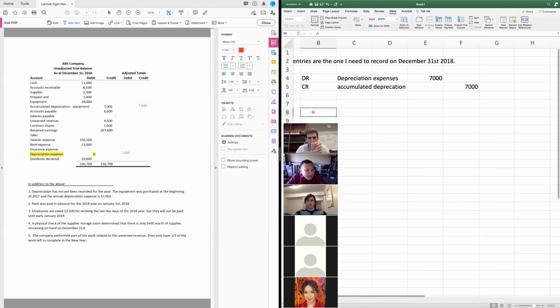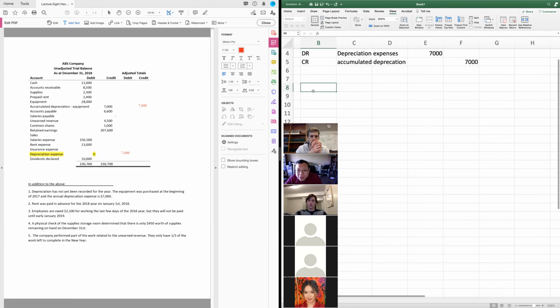Rent was paid in advance for the 2018 year on January 1st, 2018. So you have a prepaid rent. You paid it in advance for one year. On January 1st, 2018, you paid $14,000 upfront for the whole year. And now we are at the end of the year. What should our journal entry be?